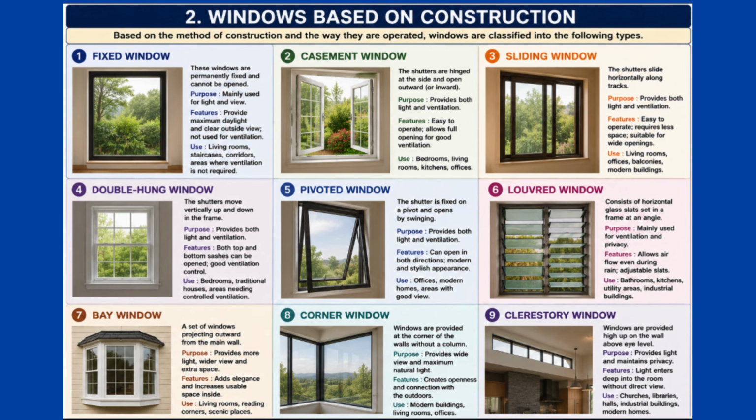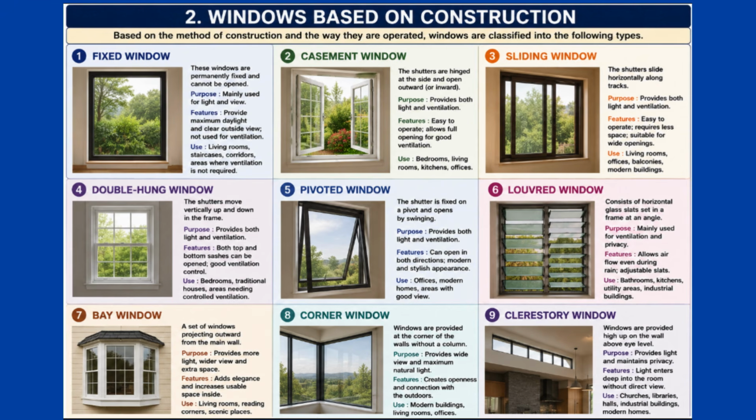7. Bay window. A bay window projects outward from the main wall of the building. Features: creates additional interior space. Allows light from different directions. Gives a wider outside view. Adds architectural beauty. Uses: living rooms, reading corners, bedrooms. Main purpose: more light, view, and extra space.